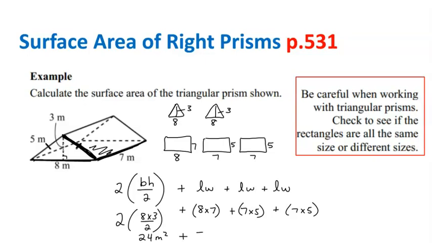8 times 7 is 56 square meters. 7 times 5 is 35 square meters, and again, another 35 square meters for the other top. When we add all of those up, we get a total surface area for this entire figure of 150 square meters.